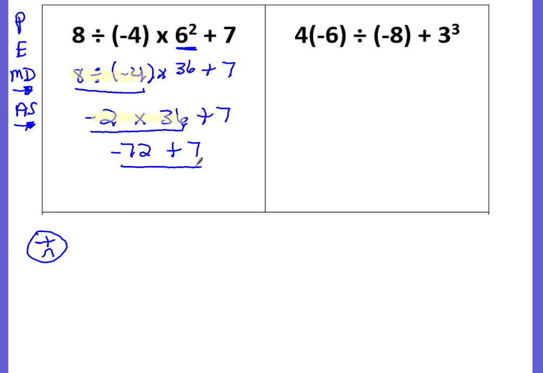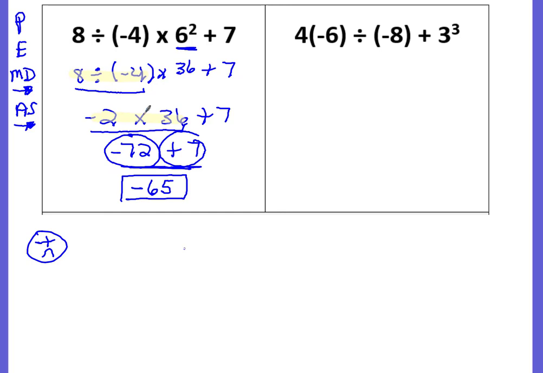And our last step would be to add them together. Because we have different signs here, you have to subtract. 72 minus 7 is 65. Go to war: who has more, the more negatives or more positives? More negatives. So your answer is -65.